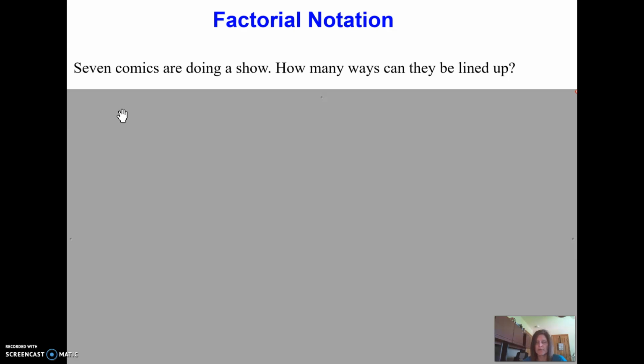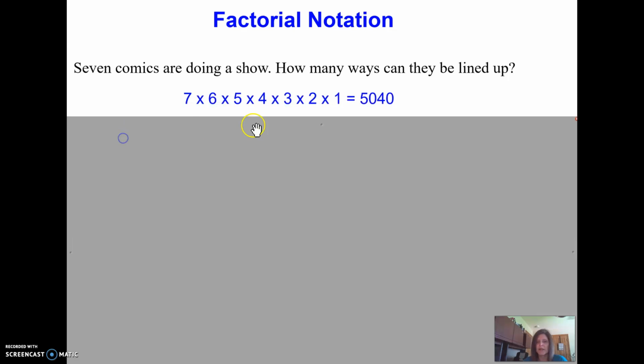Well, we know that each comic performs once and they're done. So we line up everybody. There are 7 choices for the first position. Then we're down to 6 persons, and then 5, 4, all the way down to 1. We multiply those together and come up with 5,040 different ways to line those folks up.